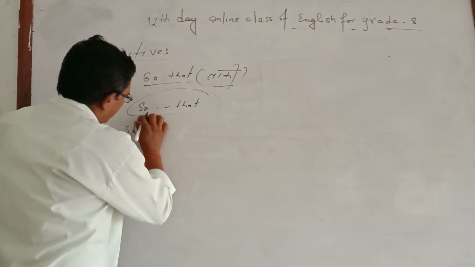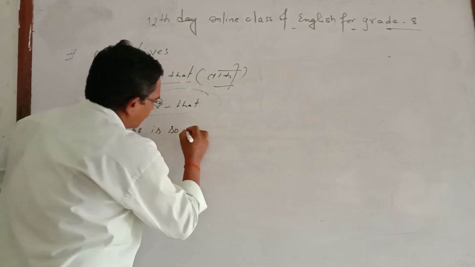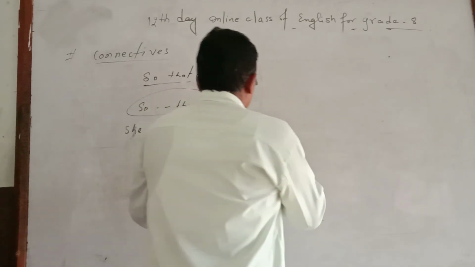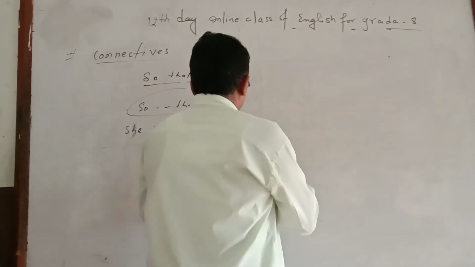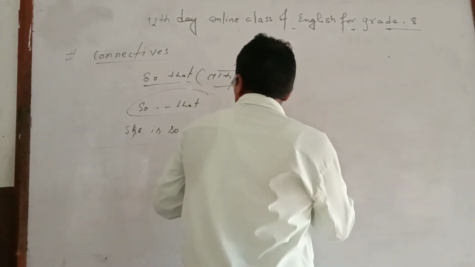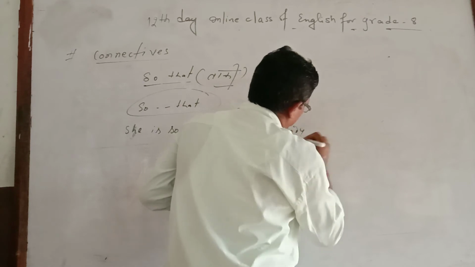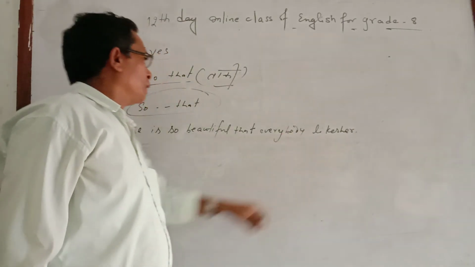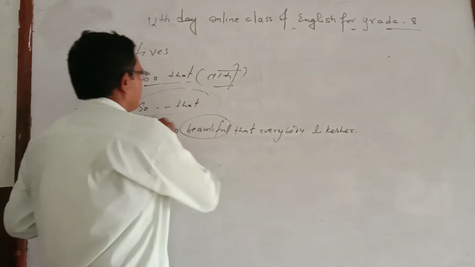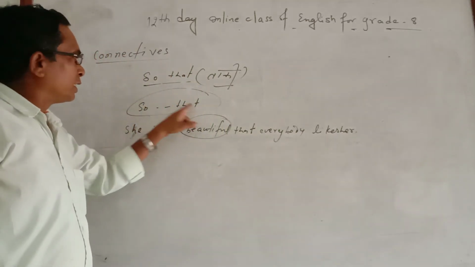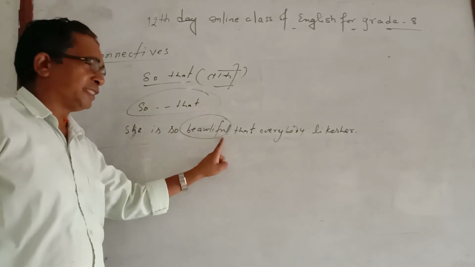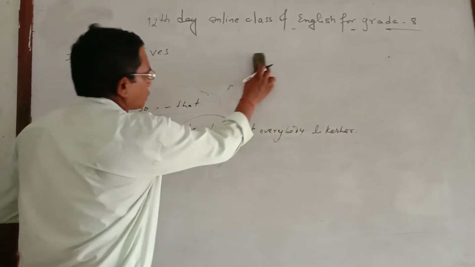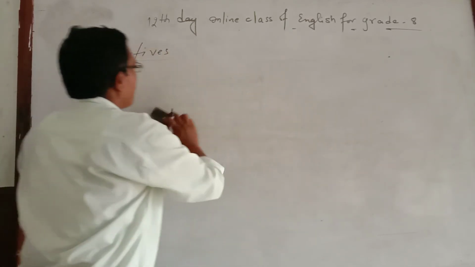She is so beautiful that everybody likes her. So between "so" and "that", you need one adjective. That means when you are asked about "so", at that time you feel that between "so" and "that" you need one adjective. That may be "beautiful" in the example or maybe something else, but you need one adjective. In this way, you can use either "so that" or "so...that".